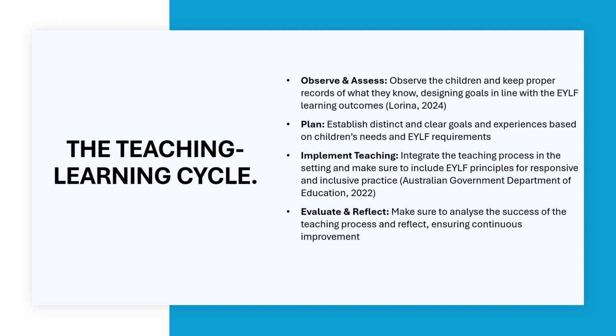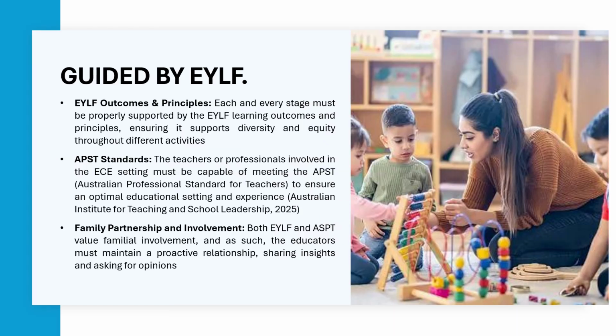So moving on to the next slide, the teaching and learning cycle in an early childhood setting has four key stages. Firstly, observe and assess, which talks about observing children and recording what they can do, aligning goals with EYLF outcomes. Secondly, plan, creating goals and experiences based on children's needs. Third one is implementing teaching, which talks about teaching aligned with EYLF principles, ensuring inclusiveness. And lastly, evaluate and reflect, which helps in assessing outcomes and refining teaching strategies.